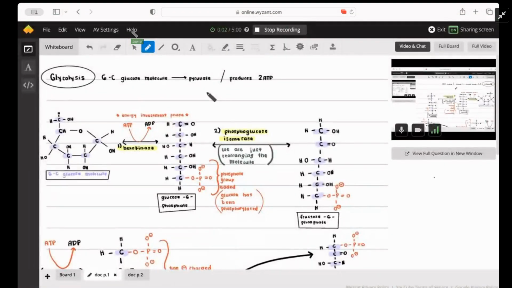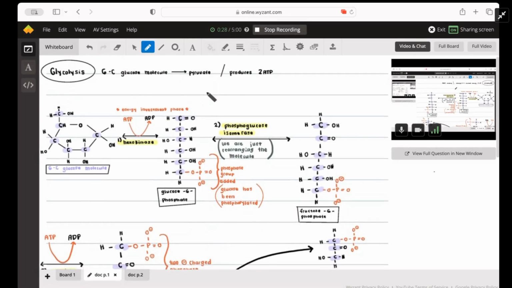Okay, so today we're going to go over glycolysis, which is the first step of cellular respiration. So glycolysis breaks down a 6-carbon glucose molecule into pyruvate, which is a 3-carbon molecule, and in the process we produce 2 molecules of ATP. So glycolysis takes place in the cytosol, and it does not need oxygen to occur, so it can occur under both aerobic and anaerobic conditions.